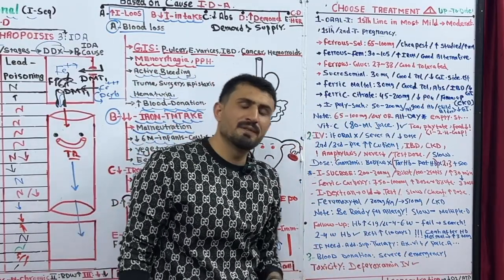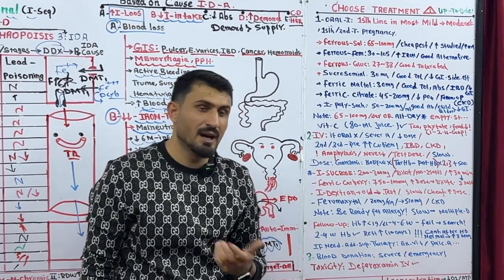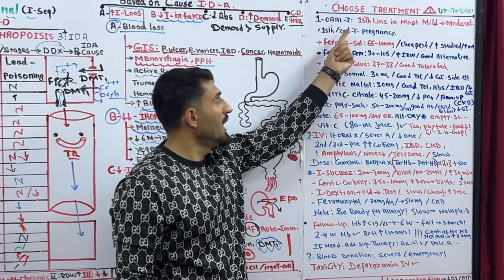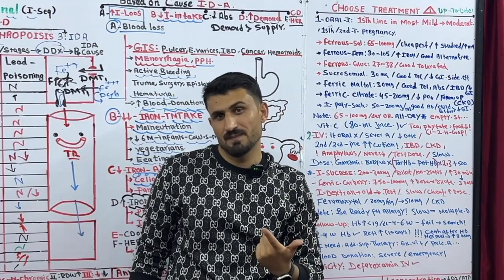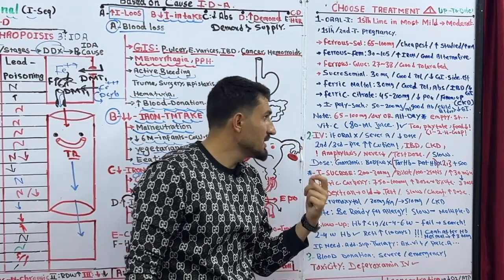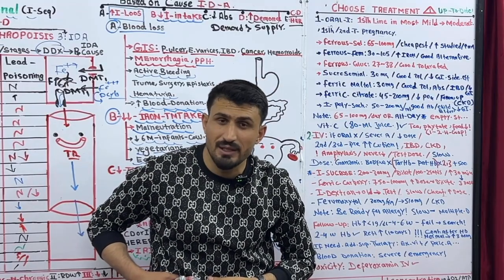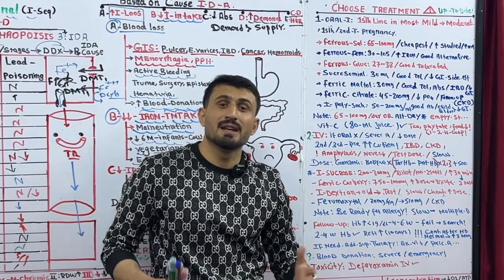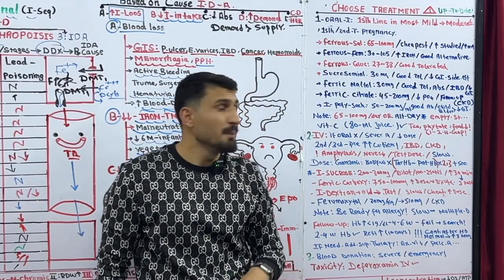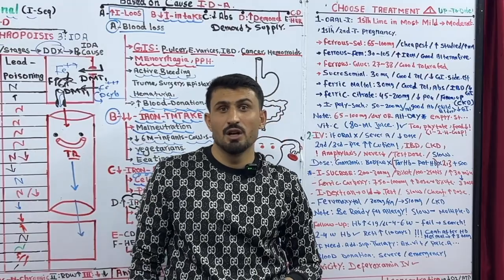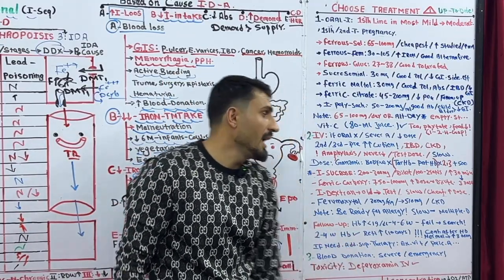Now sometimes we prefer IV iron. Okay, it means in which situation we give parenteral or IV iron. First, when oral iron is not tolerated by the patient. Or if a patient has, for example, inflammatory bowel disease. Plus if we give a high, large dose for a patient. Or if a patient is in severe anemia. So in these situations we give IV iron.